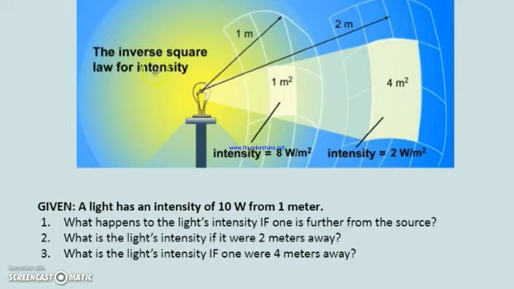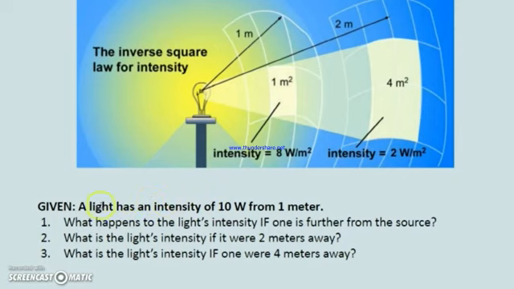So let's do some numbers here. For the inverse square law of intensity, let's say that at 1 meter away, I have an intensity of 8 watts per meter squared. If I am 2 meters away, if I think of it this way, 2 by 2 area, it's only going to have 1/4 the intensity as it was at 1 meter away. So 1/4 of 8 watts per meter squared is 2 watts per meter squared.